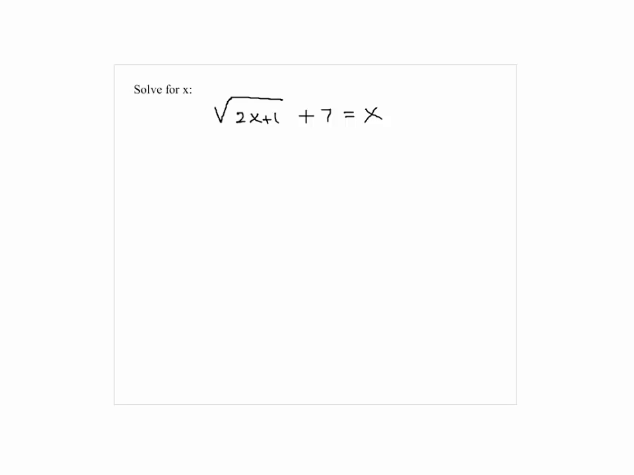Okay, we have in the chat room saying that we should isolate the radical. Exactly. So we need to isolate the radical by subtracting 7 from both sides of the equation. And then once we isolate the radical, what would be the next step, anyone? Go ahead and type your answer.